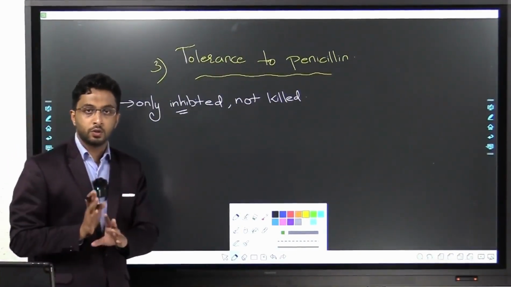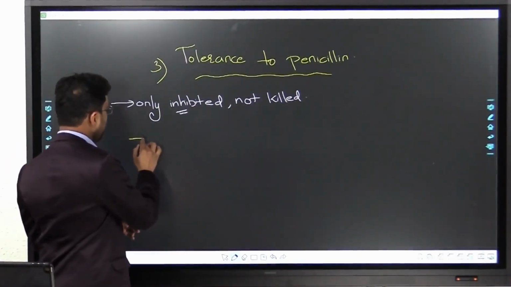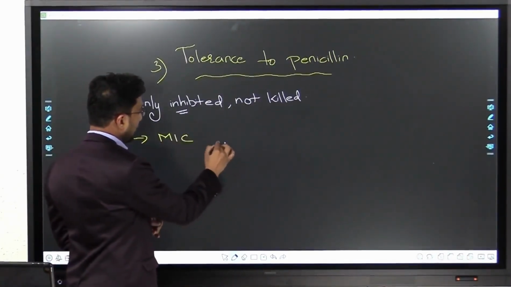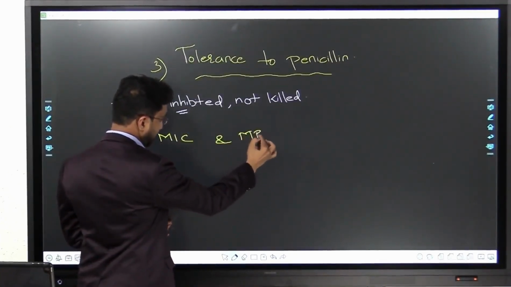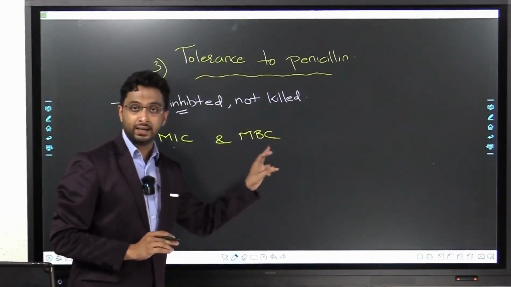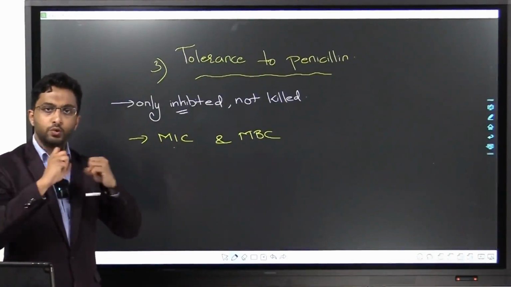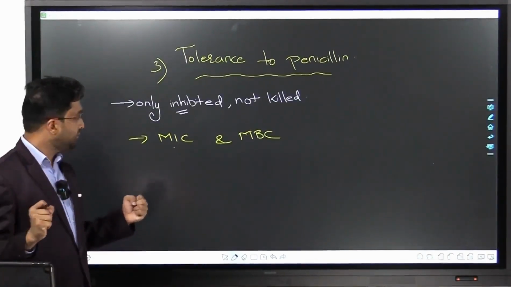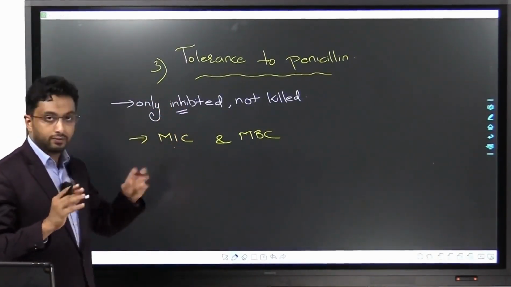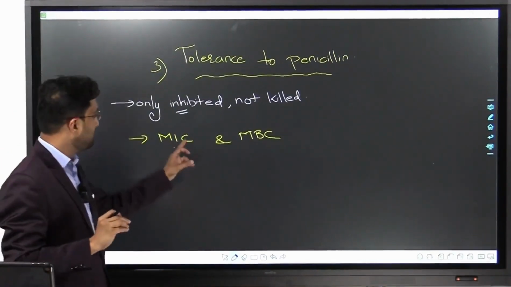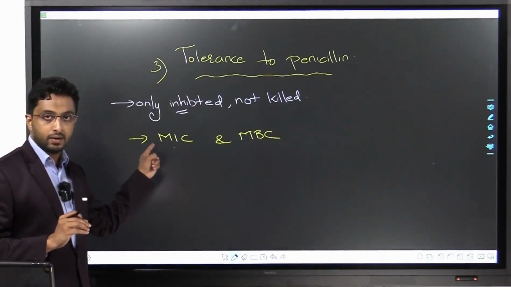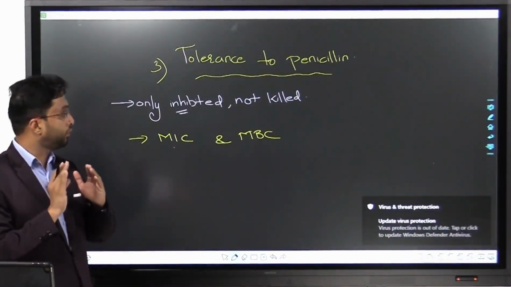As of now, just know it is because of a huge difference between MIC and MBC. We'll study this in pharmacology in detail. Minimum inhibitory concentration, minimum bactericidal concentration. There's a huge gap between these two. If you're not understanding, forget it, but as a result of this huge difference developing between MIC and MBC, the amount required to kill the bacteria will not be enough, however much you are giving.